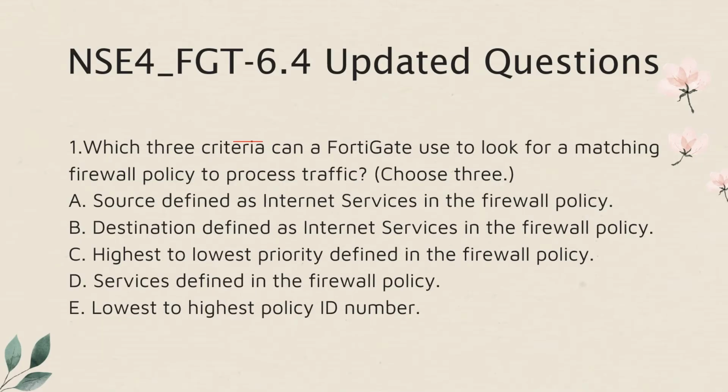1. Which three criteria can a FortiGate use to look for a matching firewall policy to process traffic? Choose 3. A. Source defined as Internet services in the firewall policy. B. Destination defined as Internet services in the firewall policy. C. Highest to lowest priority defined in the firewall policy. D. Services defined in the firewall policy. E. Lowest to highest policy ID number.